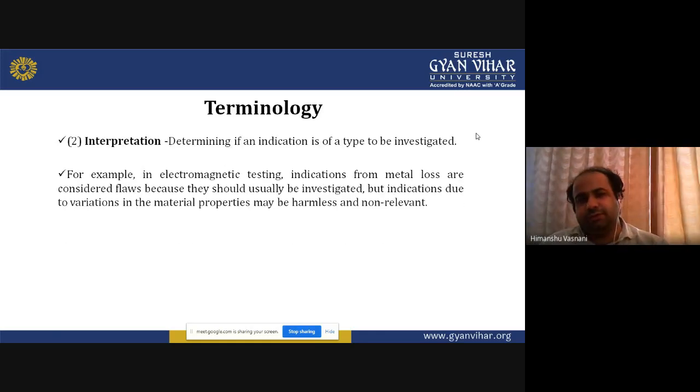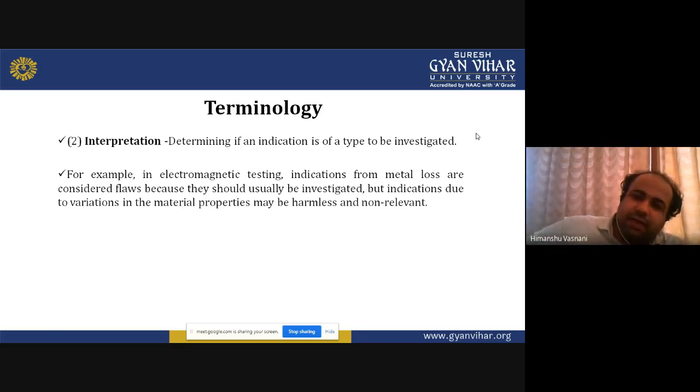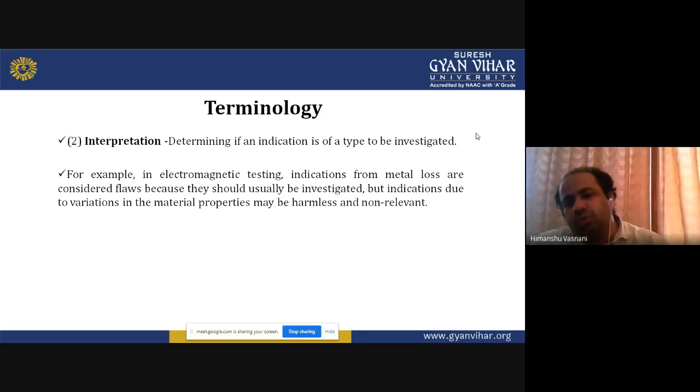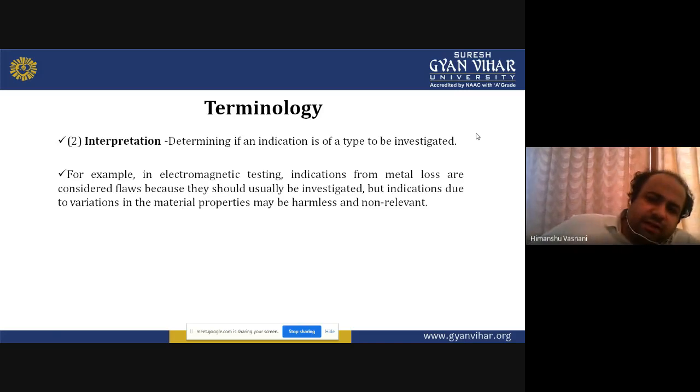Then interpretation. Interpretation means that if an indication is of a type to be investigated, is a false indication to be investigated or not? That is interpretation. If it is a true indication, is it relevant or non-relevant? If it is relevant, then it can be investigated. If it is non-relevant, it doesn't need any investigation. It needs improvement.